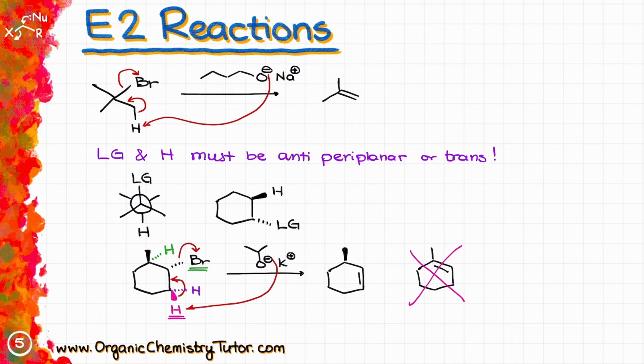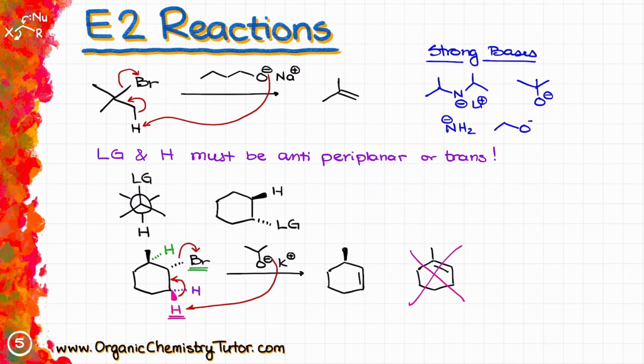The other thing when it comes to E2 reactions is, of course, the presence of a strong base. So you have to know the list of your strong bases. Those are going to be things like LDA, which is not only strong but also incredibly bulky, tert-butoxide, again strong and bulky, but also you're going to have small bases like amide or ethoxide or other ones. So you've got to know your list.